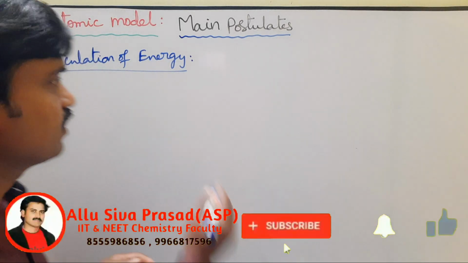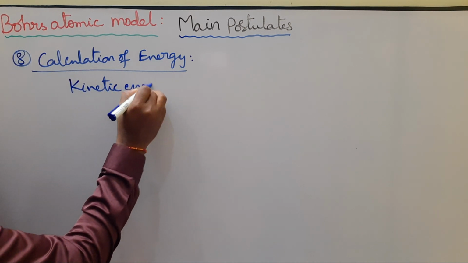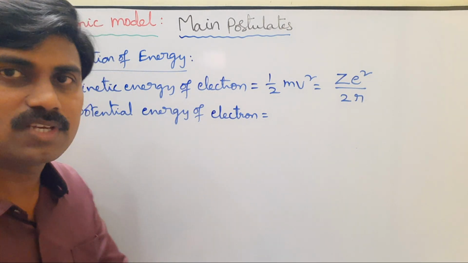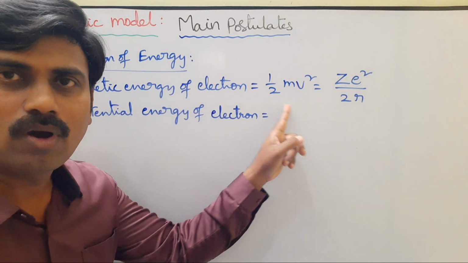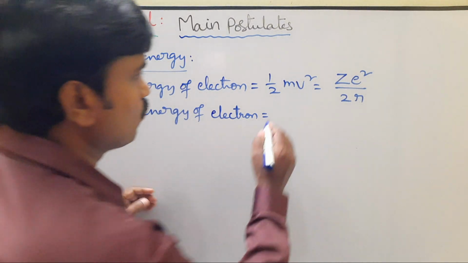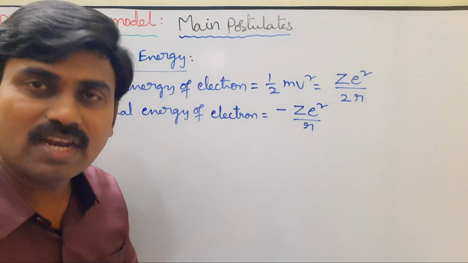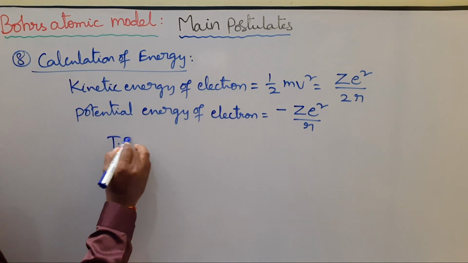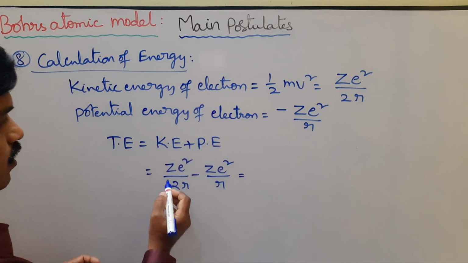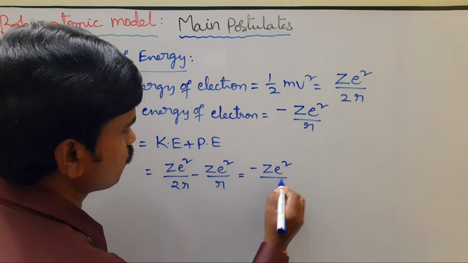Look at the next point. Calculate the energy of an electron. For calculation of energy, there are two types, kinetic energy and potential energy. The kinetic energy of the electron is equal to half mv square, which is equal to Ze square by 2r. The potential energy of the electron is equal to minus Ze square by r. Now the total energy is equal to kinetic energy plus potential energy, which is Ze square by 2r minus Ze square by r, equal to minus Ze square by 2r.